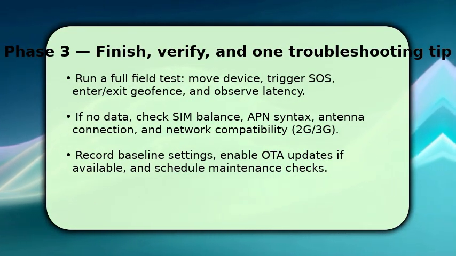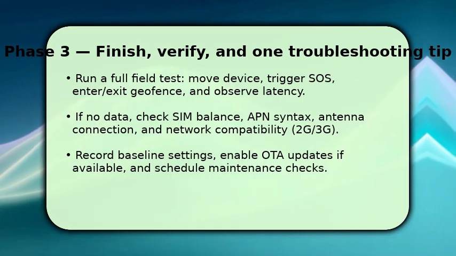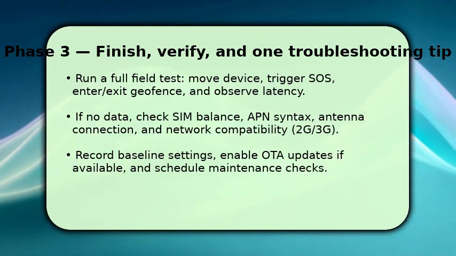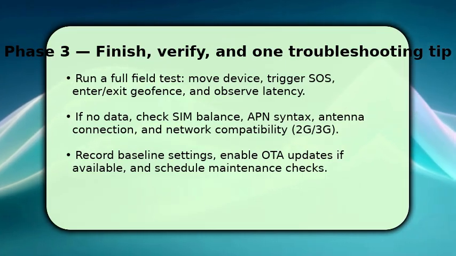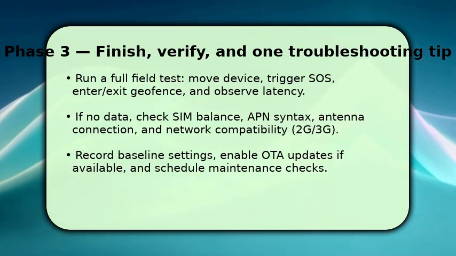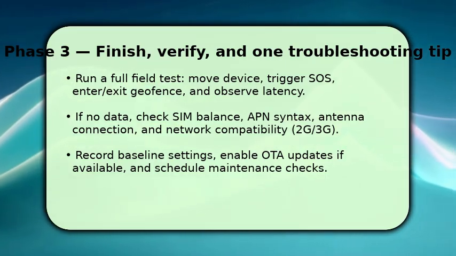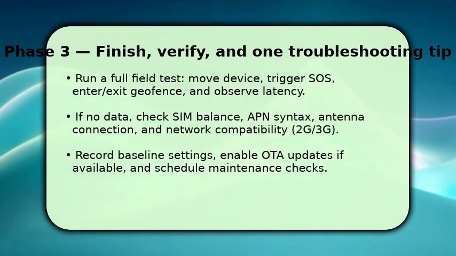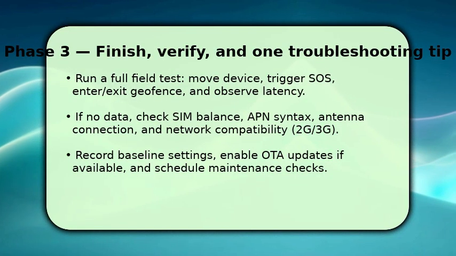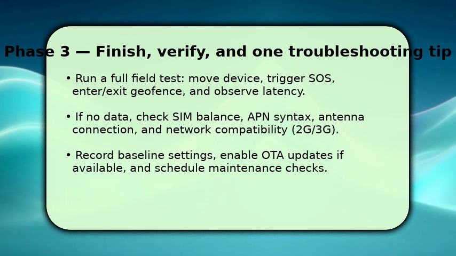If you get no location, first confirm SIM credit and data, then recheck APN syntax and that the external antenna is seated. Also verify network compatibility. Many trackers only support 2G, which may be discontinued locally. Keep a saved copy of working SMS commands and enable OTA updates if supported, so future fixes are easier to deploy.